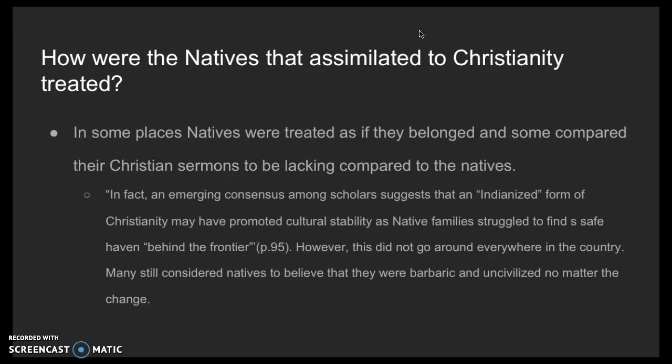In fact, an emerging consensus among scholars suggested that an Indianized form of Christianity may have promoted cultural stability as native families struggled to find a safe haven behind the frontier. However, this did not hold everywhere in the country. Many still considered these natives barbaric and uncivilized no matter what. It was not normal for natives to be treated well. They were still seen as savages, barbaric, and uncivilized.